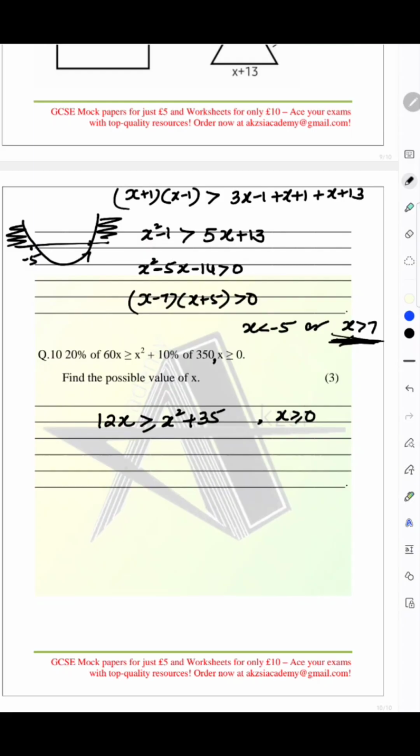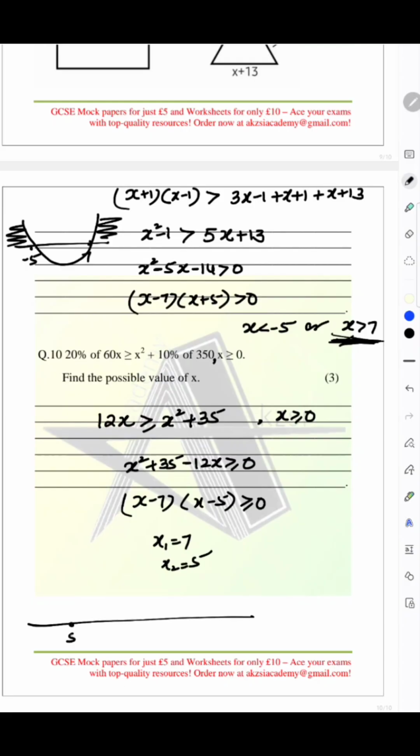Moving 12x onto the right hand side, x squared plus 35 minus 12x greater than or equal to 0. Sum should be -12 and product should be 35, and the two numbers are clearly -7 and -5. So x minus 7 and x minus 5 greater than or equal to 0. So x1 is 7 and x2 is 5. Here on plotting, the two roots are 5 and 7. And the inequality says it has to be greater than or equal to 0. That means the positive region, x should be less than or equal to 5, or x should be greater than or equal to 7.